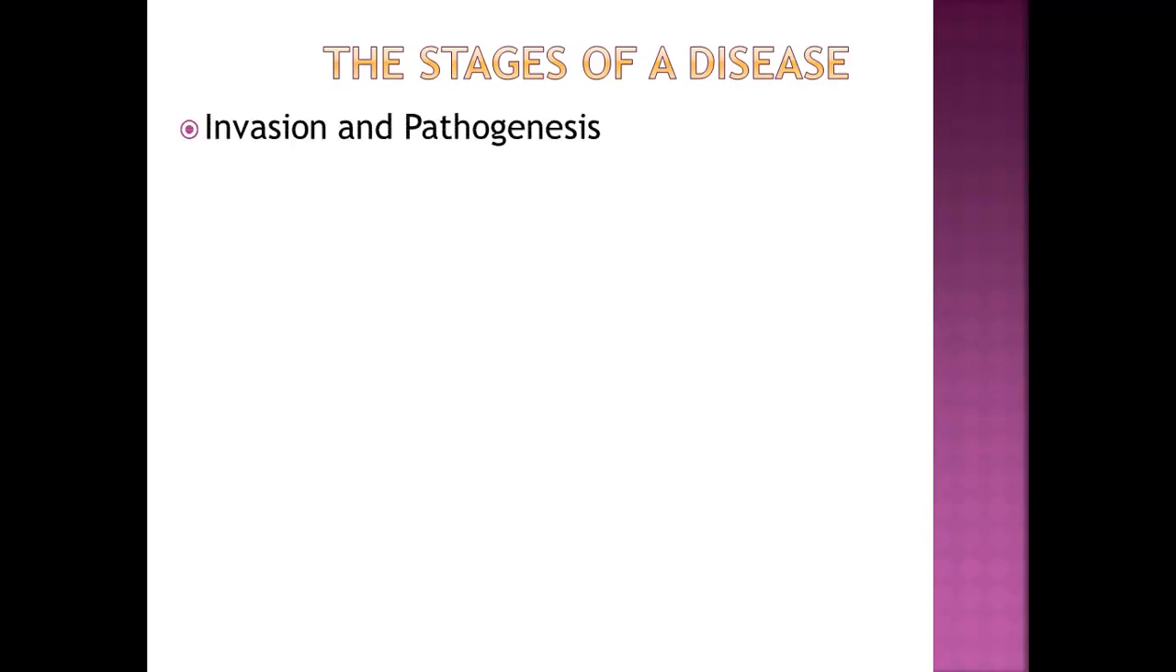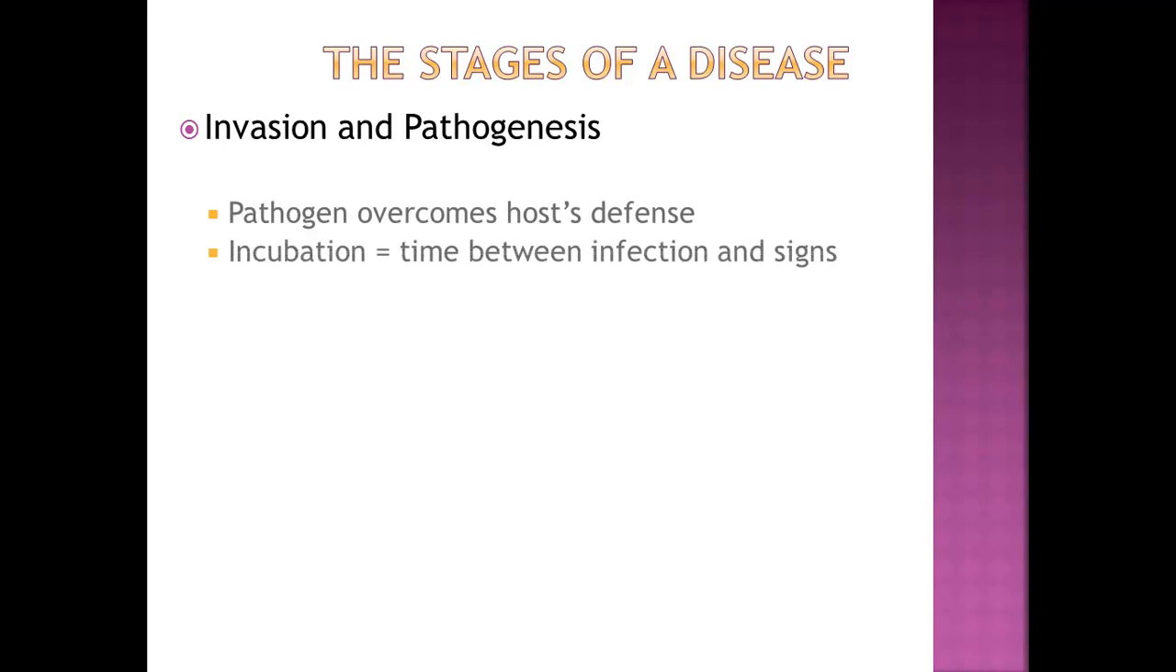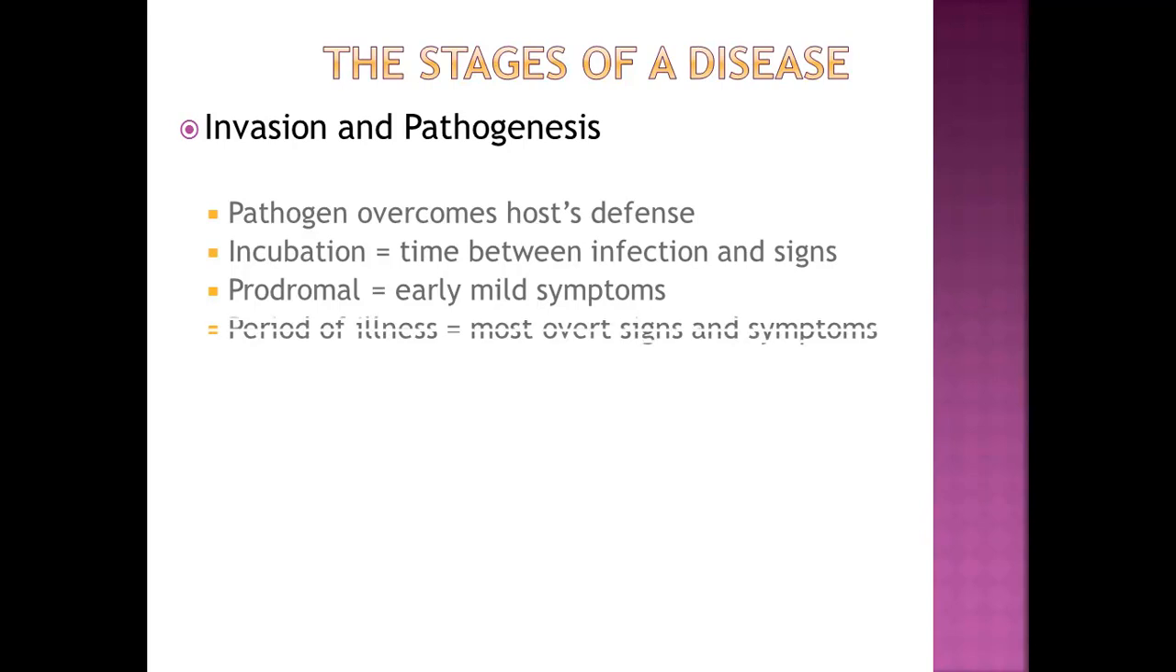Invasion and pathogenesis. The pathogen must overcome the host defense. If it wants to cause disease, it has to get past our defense system. So the incubation is the time between the infection and the signs. The prodromal is when you have early mild symptoms. The period of illness is when you have the most overt signs and symptoms. This is the time when you're the most contagious and when your immune system is the most active.